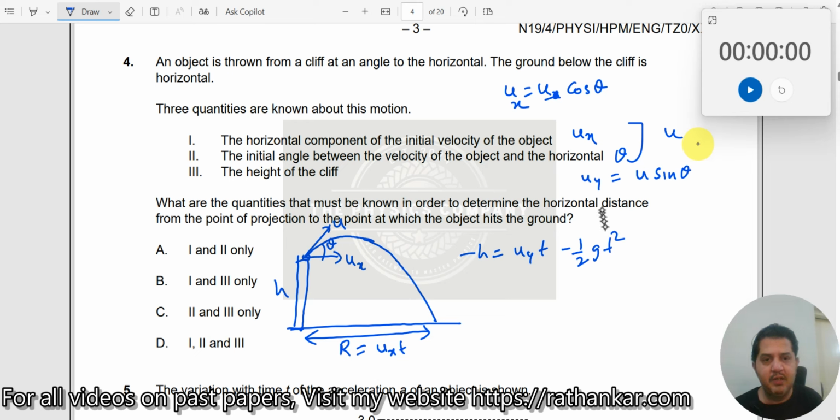So therefore you need ux, you need the value of theta. Both of them you need to get the value of u, and hence you can find out the value of uy, right? And then you also need the value of h to get the value of time t. And then once you get the value of time t, you are going to plug in this value to get the value of the distance. So all 1, 2, 3 are essential, right? So D is the right answer.